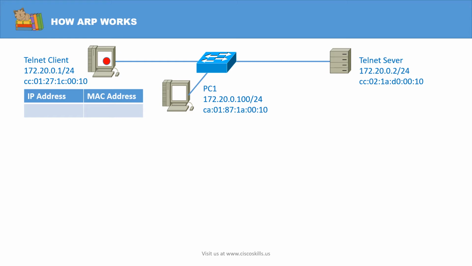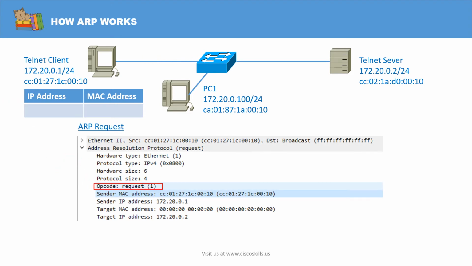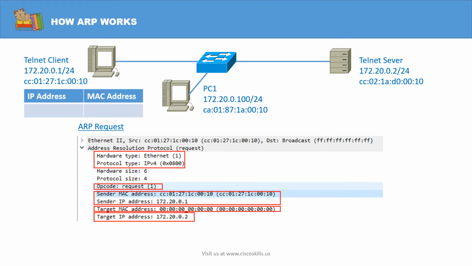In this case, it doesn't find any, so it has to send the ARP request on the wire. And here is the ARP request. This ARP request is for IP version 4 in an Ethernet network, and it's sent from the Telnet client. The target MAC address contains all 0s, which means the ARP request is a broadcast message, but it specifies that only the client with the IP 172.20.0.2 must process the message. In this case, it is the Telnet server.